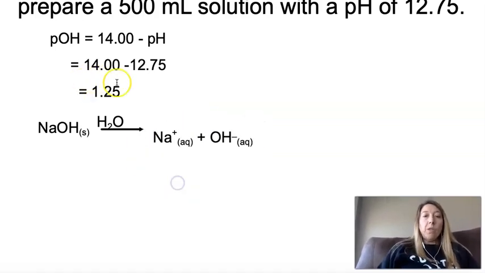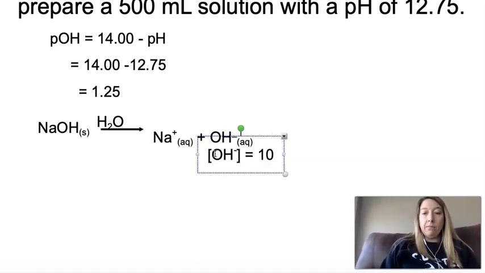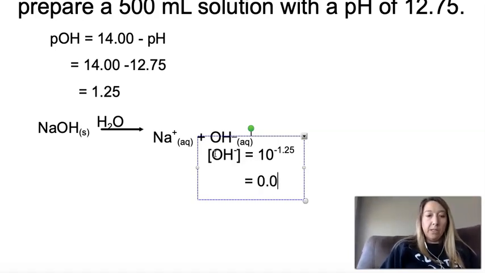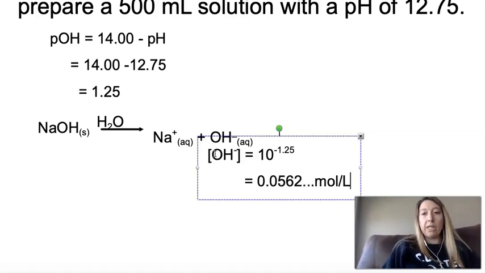Okay, so we now know the pOH is 1.25. From that, we can calculate the concentration of the hydroxide by doing 10 to the negative pOH. So we can do 10 to the negative 1.25. Okay, from here, I can calculate that the concentration of that hydroxide is 0.0562, and that keeps going, okay? And that's moles per liter.